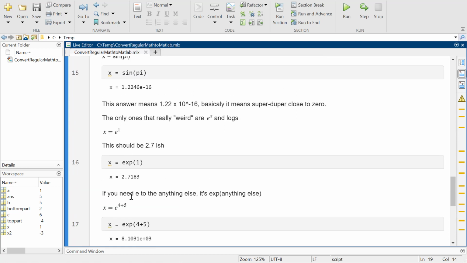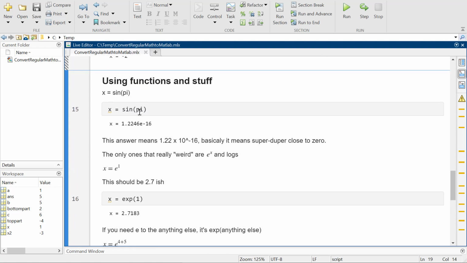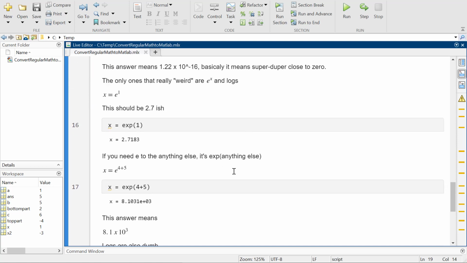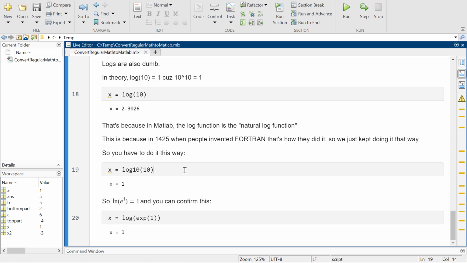So the exponentials are dumb and the logs are dumb. Sine is always in radians. There are ways to get around it, but we can talk about that another time. And when you get weird answers that say e to the whatever, that just means times 10 to the whatever. So always test your code on stuff that you think you should have the answer to, just to make sure that you know what you're doing. But this should be fun. Play around with ideas, play around with stuff, and see if you can get it to work. Should be fun.